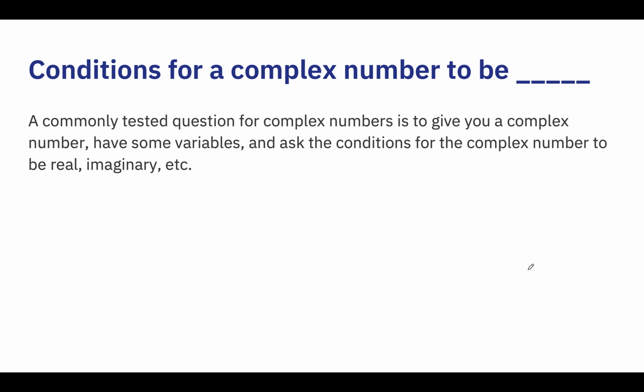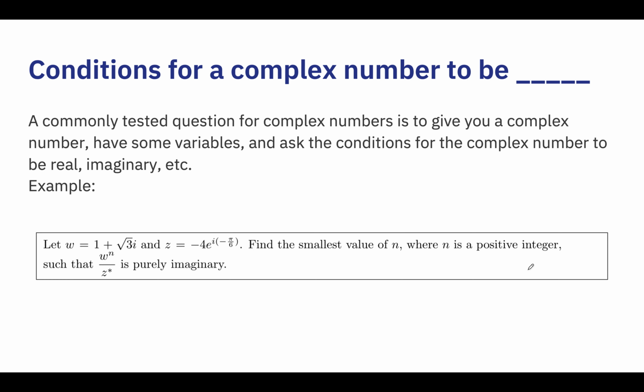Right, so the next type of question that they like to test is the conditions for a complex number to be real or imaginary, etc. A commonly tested example will look something like this. So let w equal 1 plus square root 3 i and z equal minus 4 e to the power of i times minus pi over 6. Find the smallest value of n, where n is a positive integer, such that w to the n over the conjugate of z is purely imaginary.